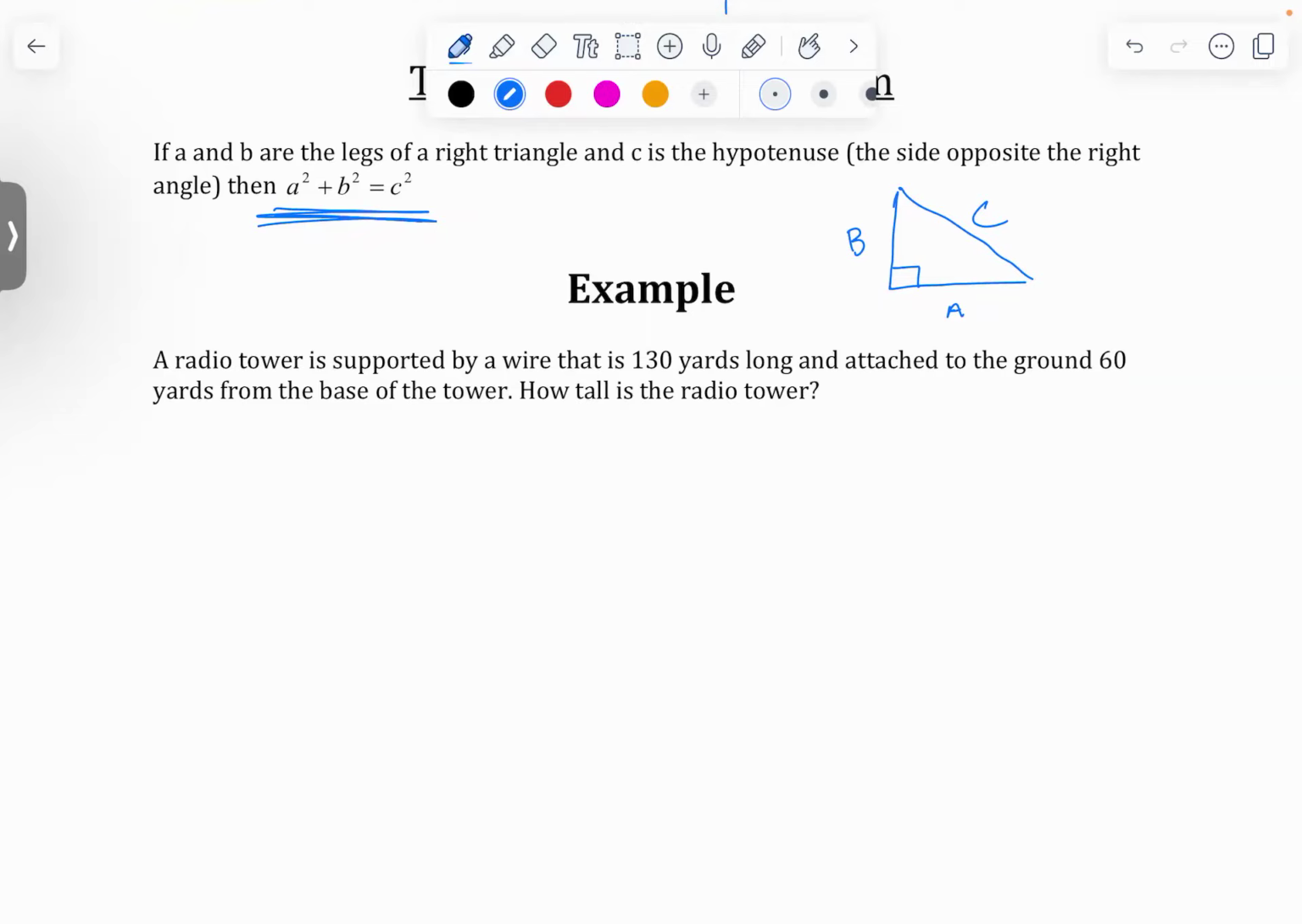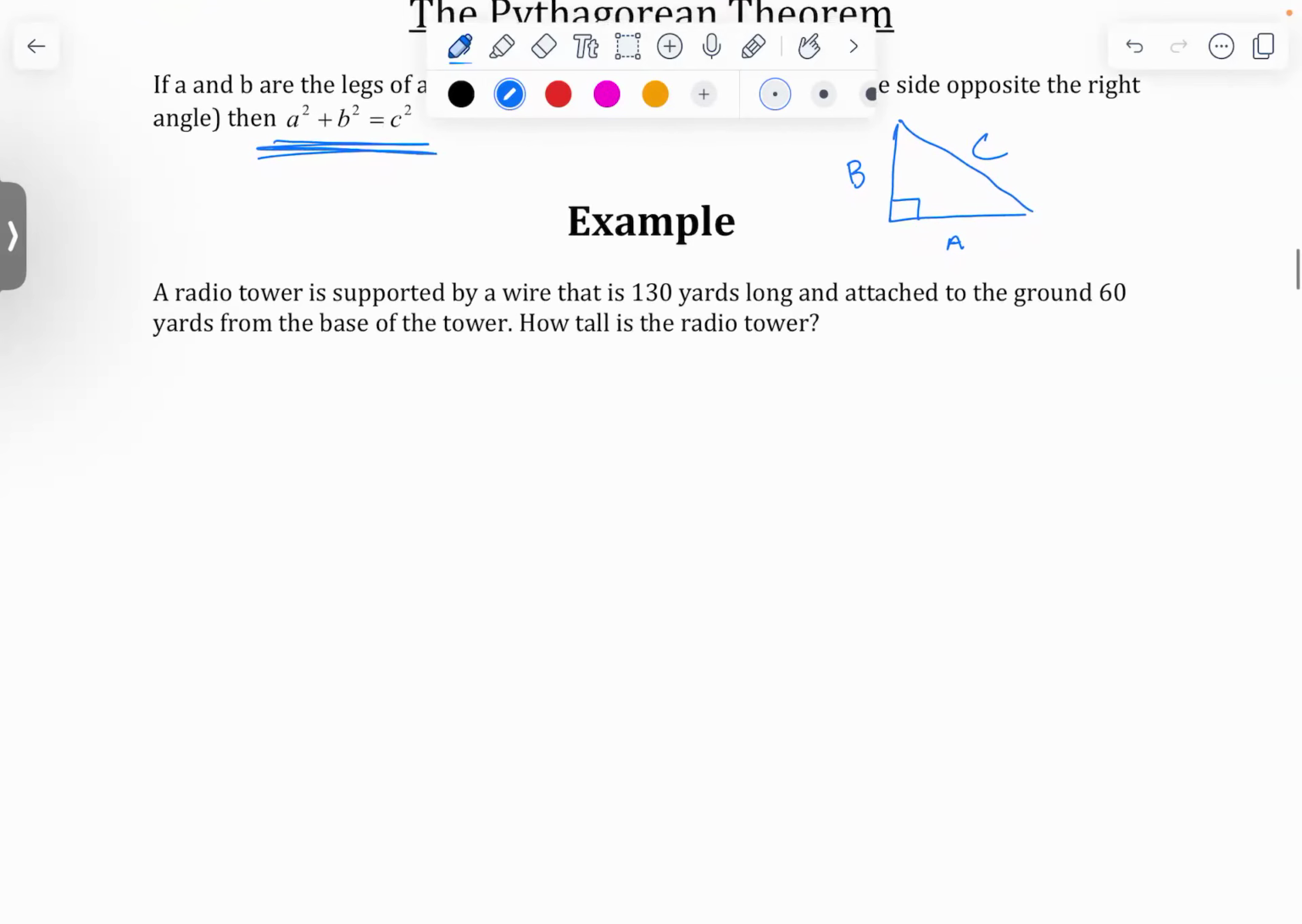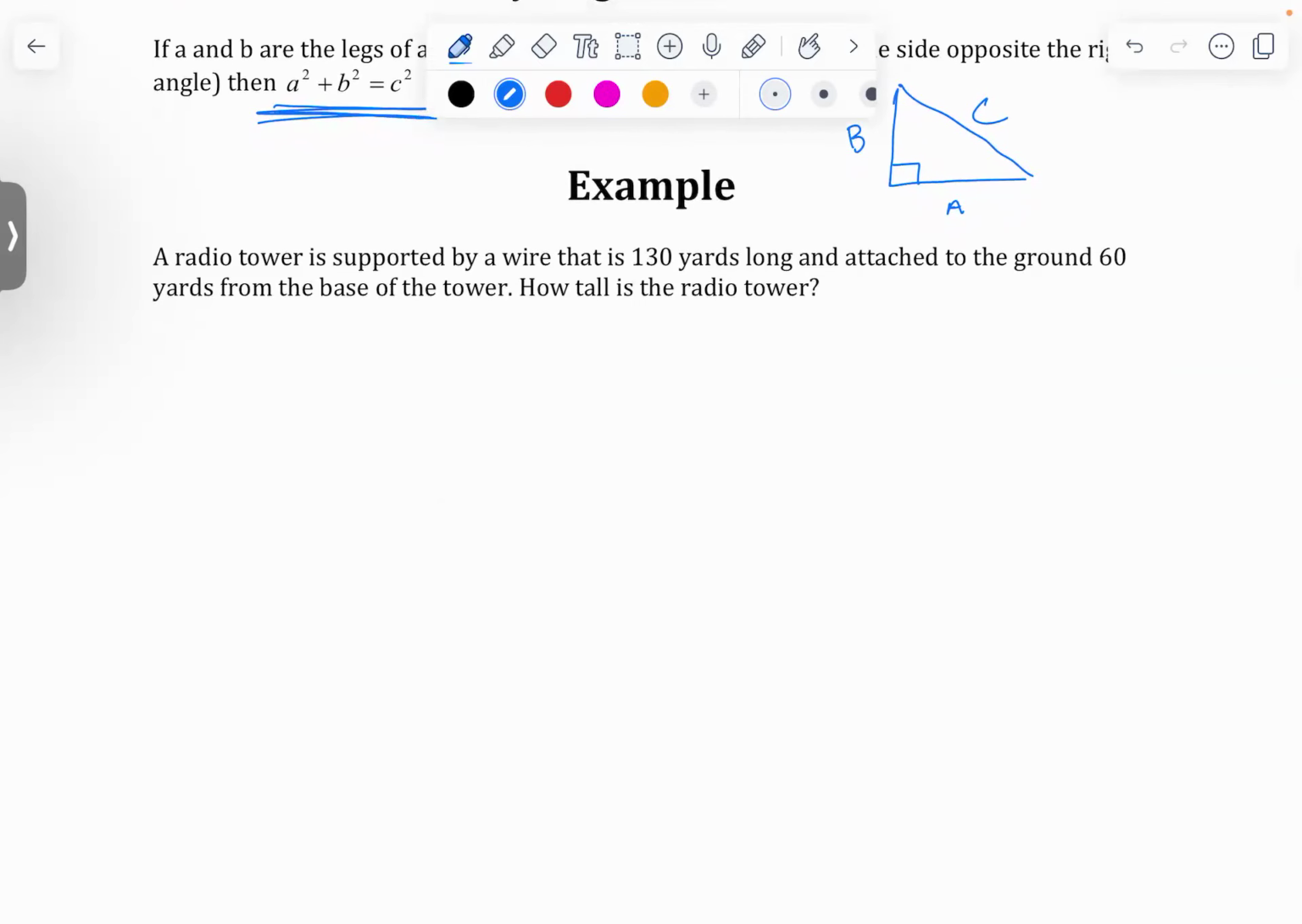For example, a radio tower is supported by a wire that is 130 yards long and attached to the ground 60 yards from the base of the tower. How tall is the radio tower? The reason it's so commonly used is that most of the time in the real world, what we deal with is right angles. Notice this didn't say I have a right angle with the ground. It is implied that the tower and the ground form a right angle.